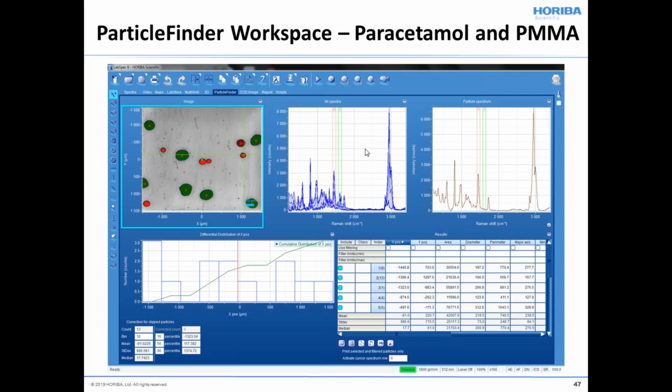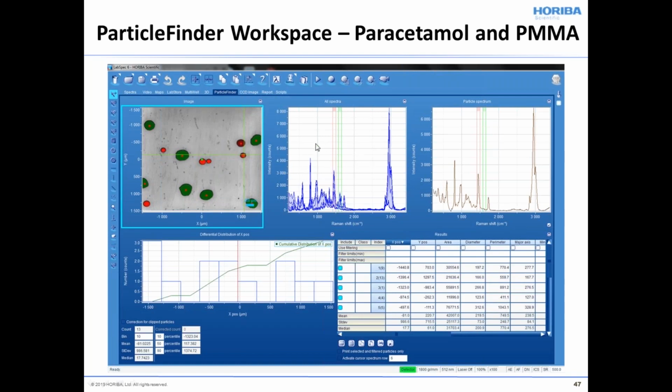Now here's what your workspace will look like in LabSpec 6. So here you see the image of the particles, and they're color coded for, in this case, particles of paracetamol or acetaminophen and polymethyl methacrylate. The PMMA are these red particles. They've been identified as such by the Raman spectra because this has already been run. Raman spectra were acquired, and so the particles were then colored in the image red or green, corresponding to either PMMA red or paracetamol green.